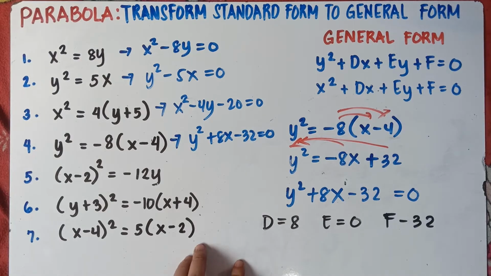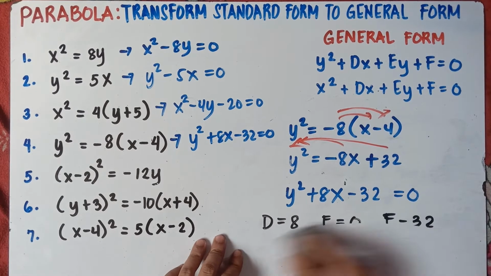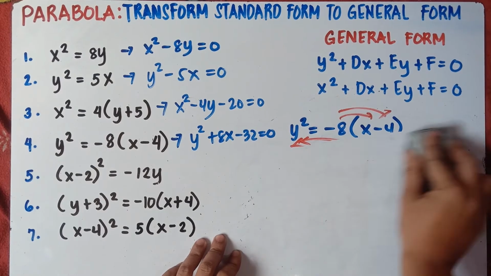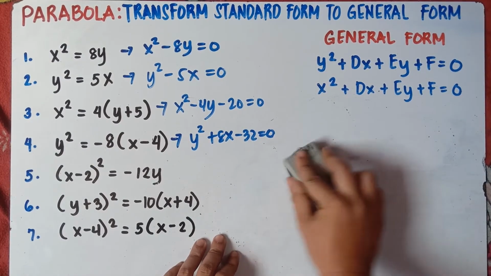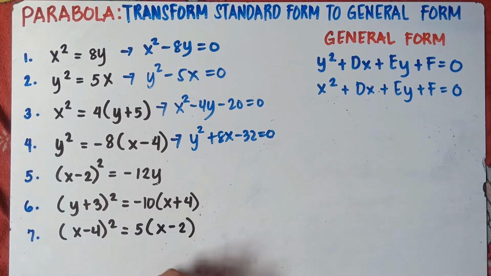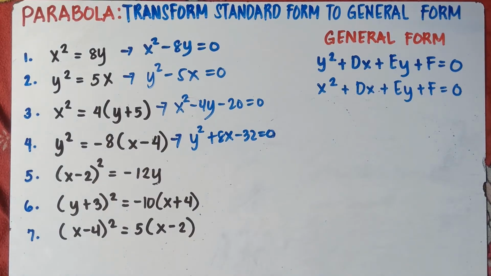Alright, so that's the answer for number 4, class. Easy, right? Quite easy for this standard form to general form. It will be complicated, class, if you're dealing with fractions, and that will be part 2 of our video. So let's try number 5.